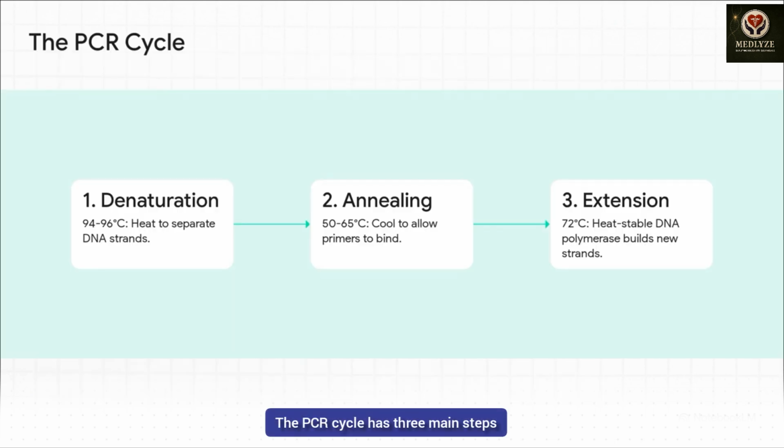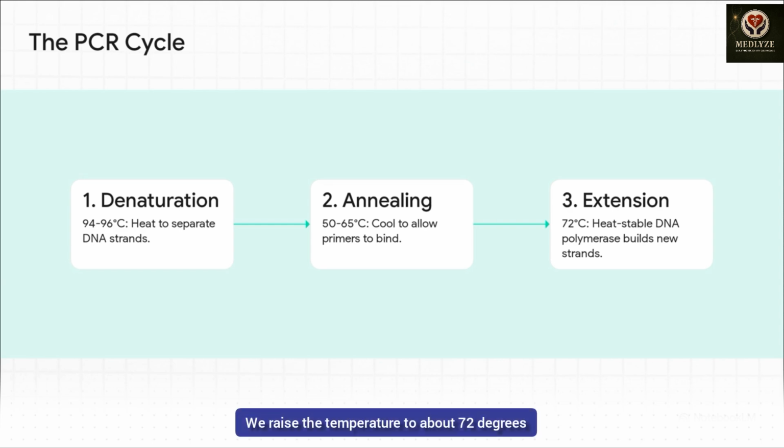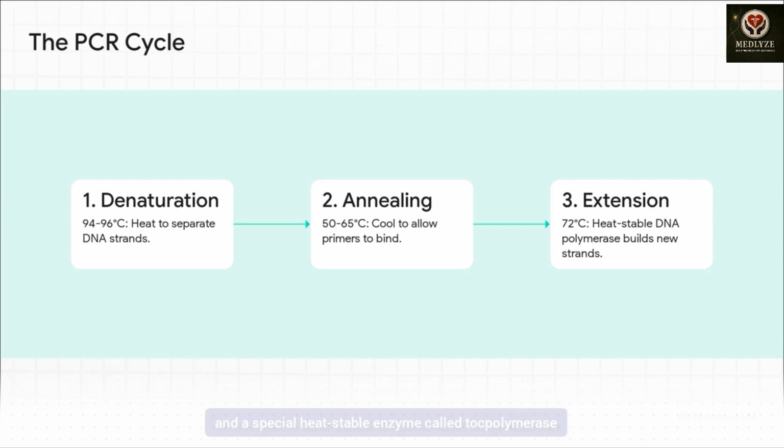The PCR cycle has 3 main steps that are based on changing the temperature, and these steps are repeated again and again. First is denaturation. We heat the DNA to a high temperature, around 95 degrees Celsius, to separate the 2 strands. Second is annealing. We cool the temperature down, which allows small pieces of DNA called primers to bind to our target sequence. And third is extension. We raise the temperature to about 72 degrees, and a special heat-stable enzyme called Taq polymerase starts adding new bases and builds the new DNA strand.